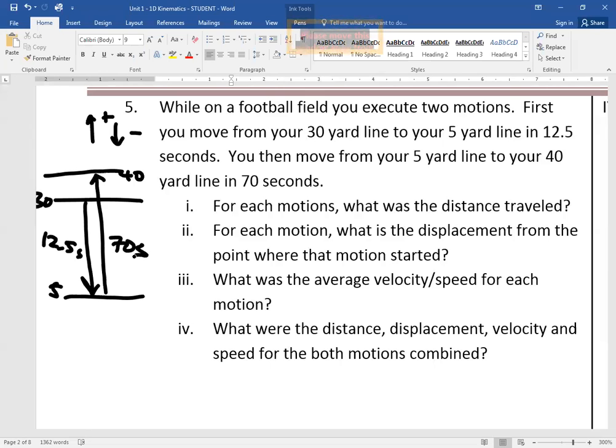Okay, so we'll call this first one motion 1. And the second one, motion 2. Okay? So what was the distance traveled for motion 1? Negative. The distance traveled for motion 1. Okay. Then you amended it, you said negative. Okay. So is it negative or positive?